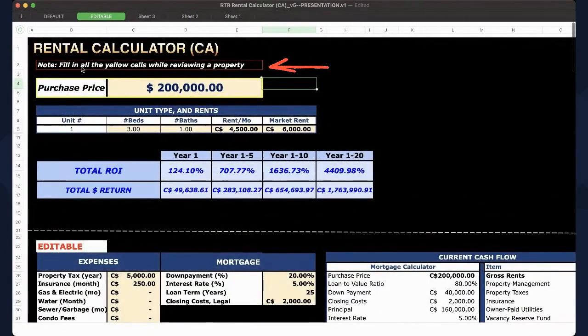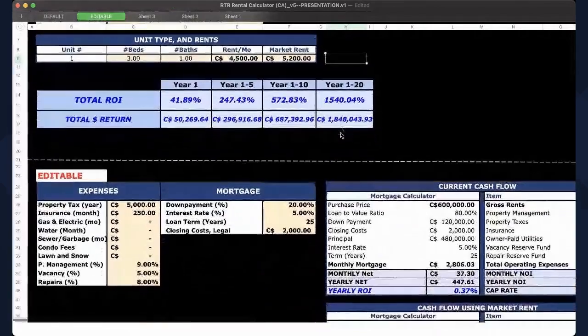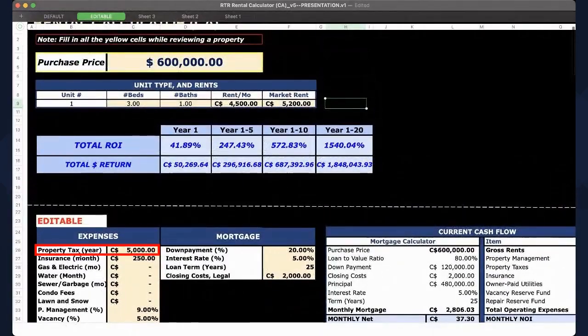So the first note is you're going to be filling in just the yellow cells when reviewing a property. You're going to change this right here. We're going to put in the price of a property that you're going to be considering to buy. Maybe it's $600,000. Current rents are $4,500, and the optimum rents, let's say when you're completely done, might be $5,200. Perhaps you're going to be changing the floor, putting in new windows, or putting in new laundry machines, something like that. So if that is the case, then maybe I'm going to leave this.